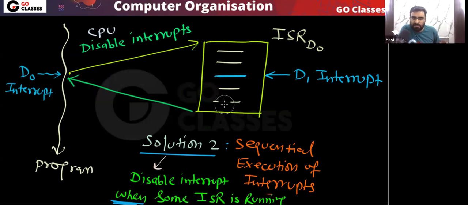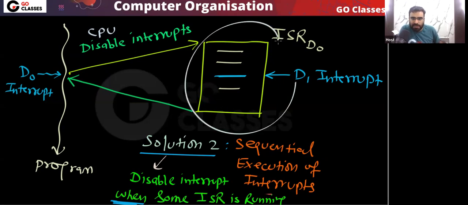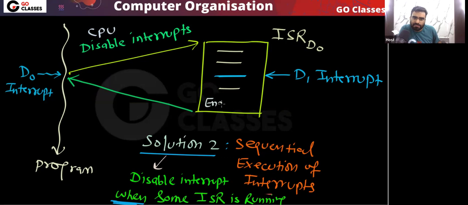But one thing will happen in the last instruction of this ISR. When this ISR is complete, we have to enable the interrupt, yes or no? So the last instruction of this ISR is basically enable interrupt. Is this clear? This is the last instruction in this ISR, where you enable the interrupt.